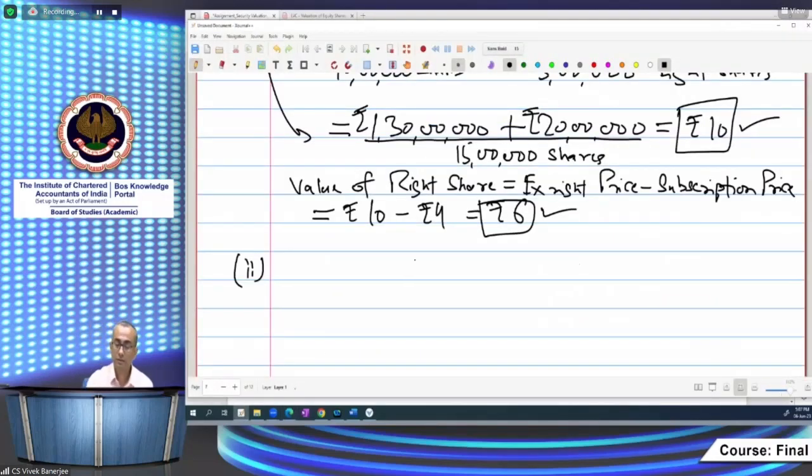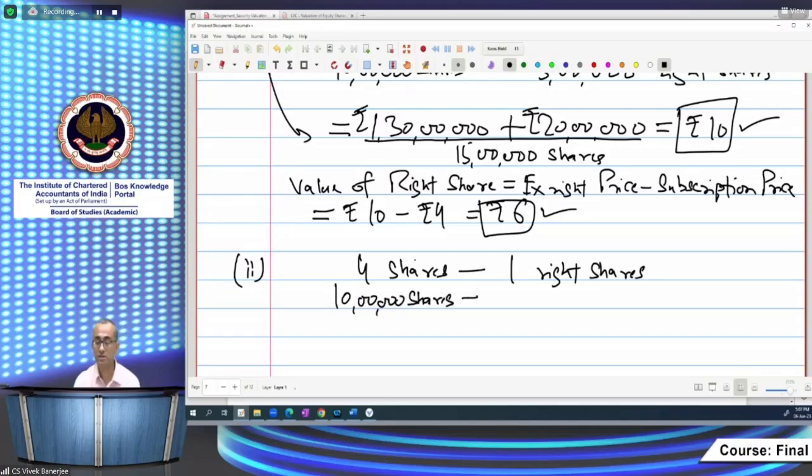अगेन 1:4 पे राइट इश्यू किया जा रहा है. If one is holding 4 shares, he is getting 1 right share. So if he is holding 10 lakh shares, what will be the number of right shares? It will be 10 lakh shares divided by 4. So it will be 2,50,000 shares.